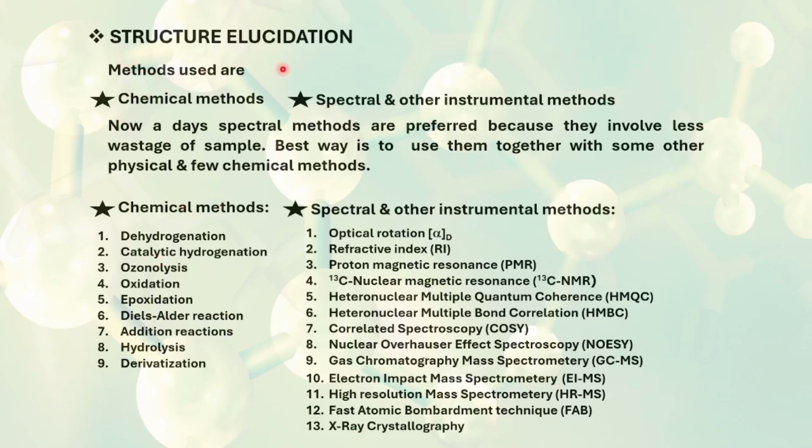Structure elucidation. After the extraction, there is a determination of the structure of a compound. Different methods are used: chemical methods and spectral or other instrumental methods. Nowadays, spectral methods are preferred because they involve less wastage of sample. The best way is to use them together with some other physical and a few chemical methods.